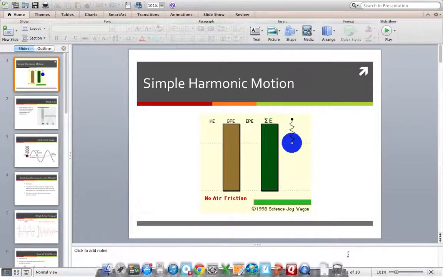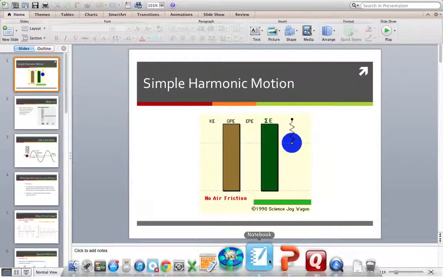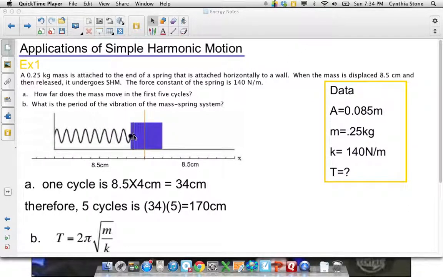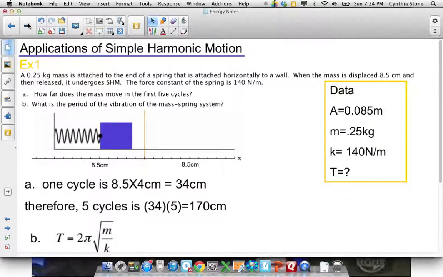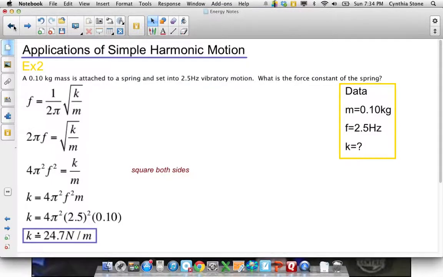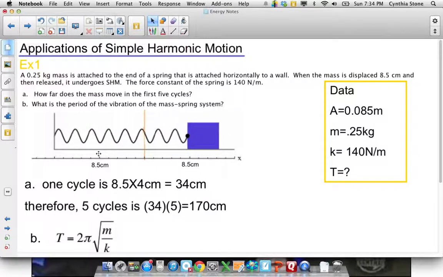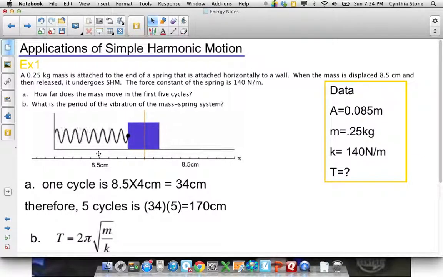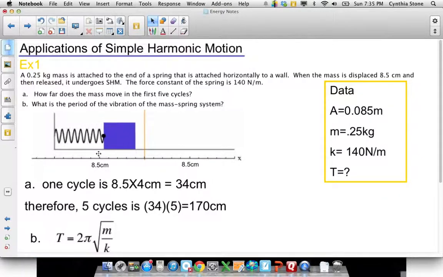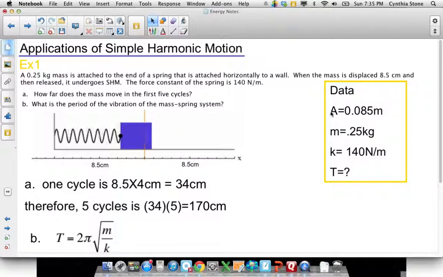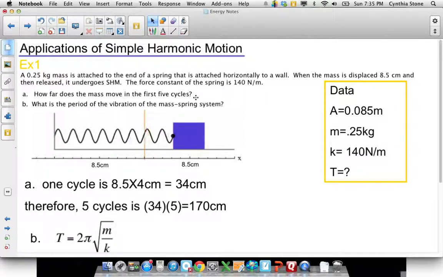Okay, so that's the little video. Let's look at a couple examples related to simple harmonic motion. Here we go. So here's my little example of a mass that's moving from one end to another in simple harmonic motion. It's going to go forever. When the mass is displaced 8.5 centimeters and then released, it undergoes. So the force constant we know to be 140. So here's our information. Okay, it's never gonna go beyond A. That's the biggest it's going to be. That's its amplitude. And I want to know how far does it move in the first 5 cycles.